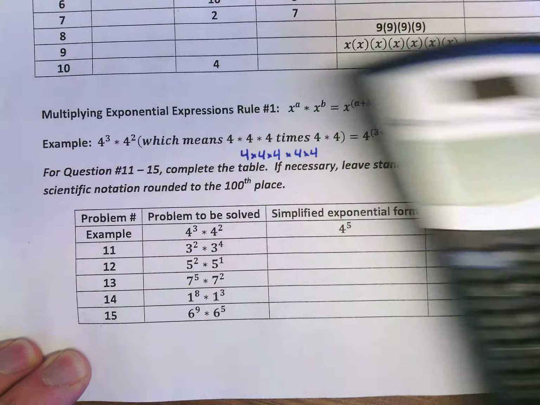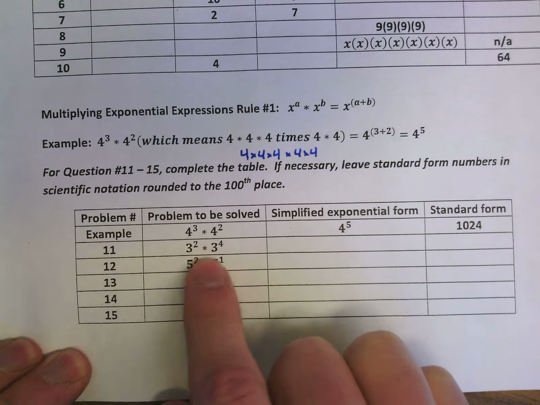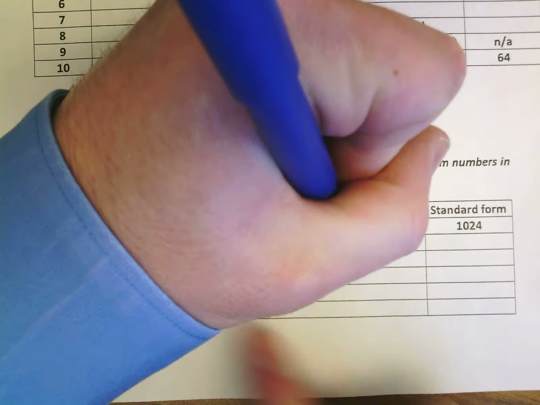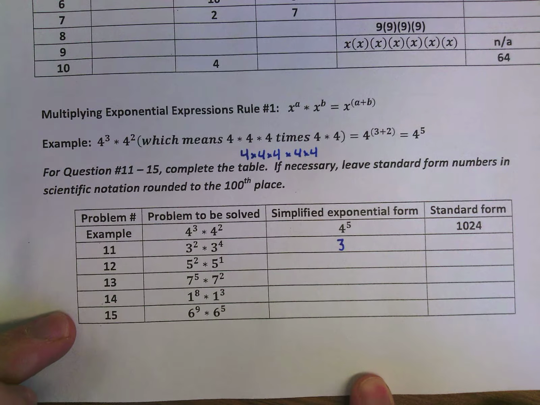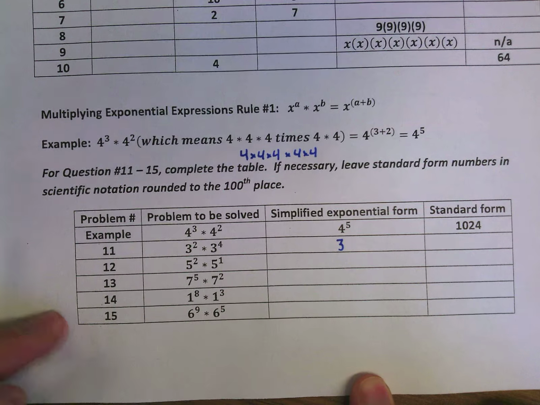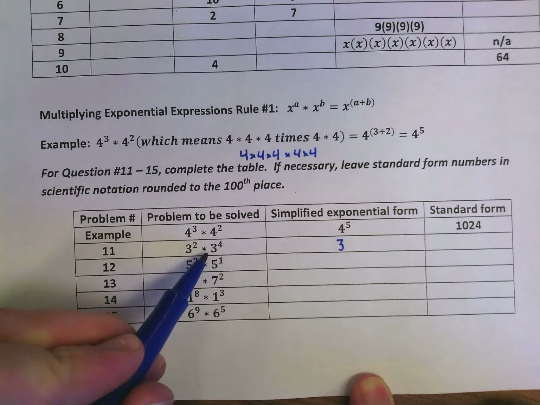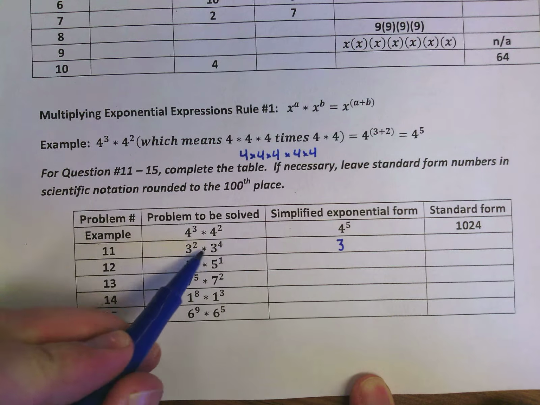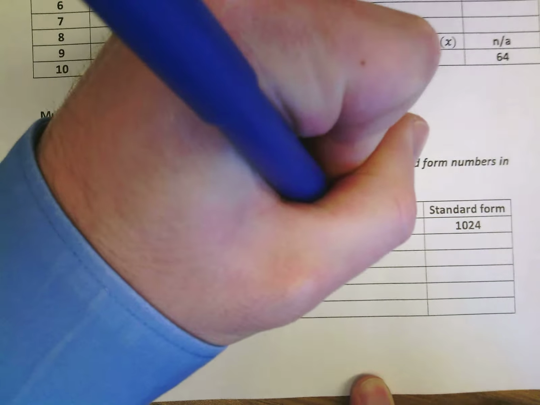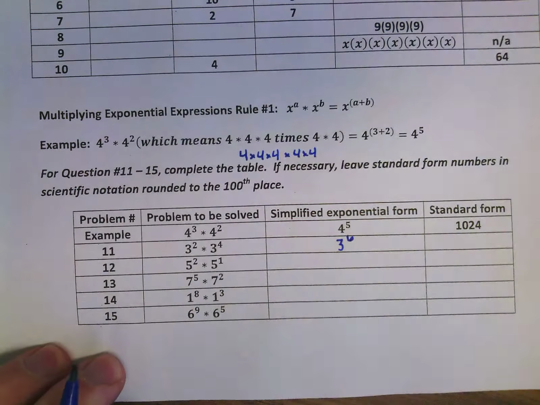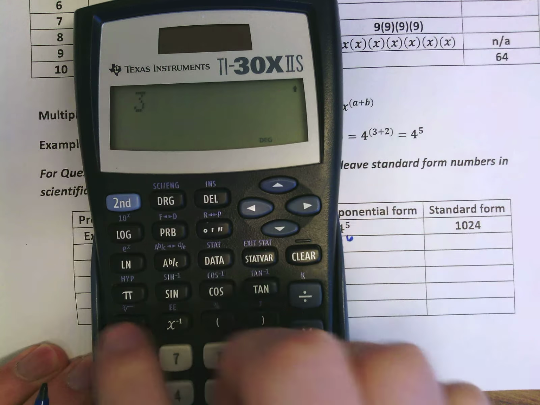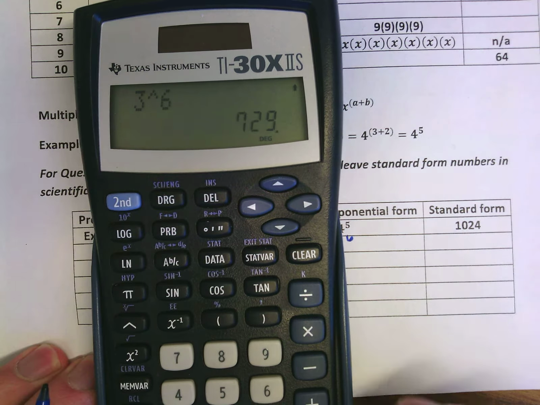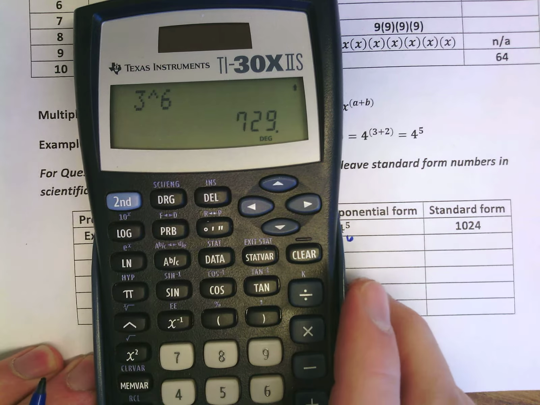For this next one, we have the same base. Our base is going to be 3. This will only apply when we have the same base, which you do for all of these problems in this section. Our base is 3. We are multiplying, so that means we can add our exponents together. 2 plus 4 gives us a 6. Going back to the calculator, I have 3 to the 6th power. So 729 will be our standard form.